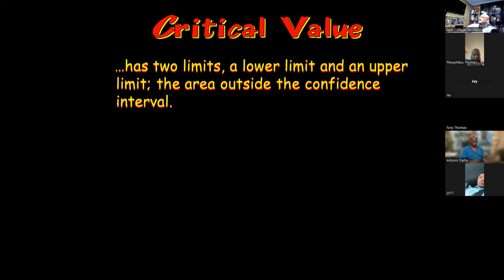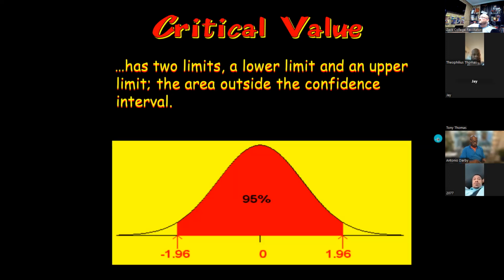Then you have the critical values. These values become the mark to reject it. If it's outside of that 95%, we're going to have our 5% here and 5% here. You can also look at it this way too.